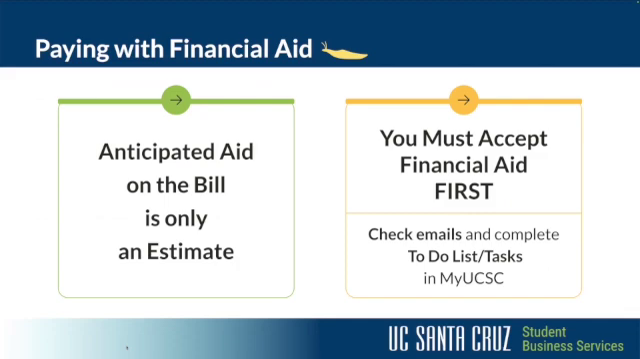The anticipated aid on your bill is just an estimate and is not guaranteed. If you expect financial aid funds to pay part or all of your bill, you will need to accept your financial aid first. If you have not accepted your aid yet, check your UCSC email and the Tasks To-Do list tile in the MyUCSC portal every few days and complete all financial aid tasks as soon as possible to ensure funds will be available by the first billing due date.